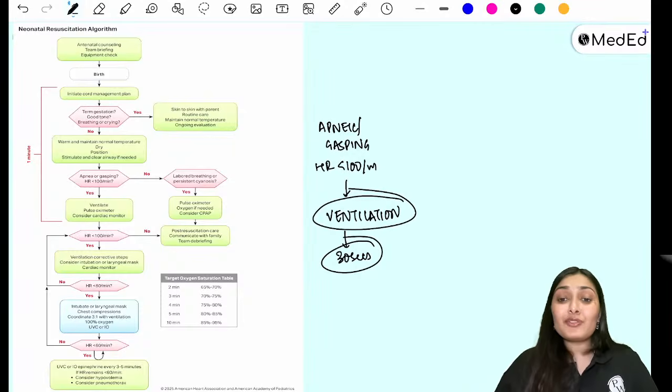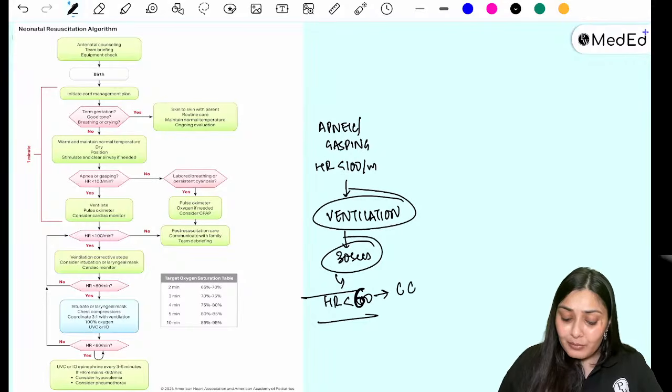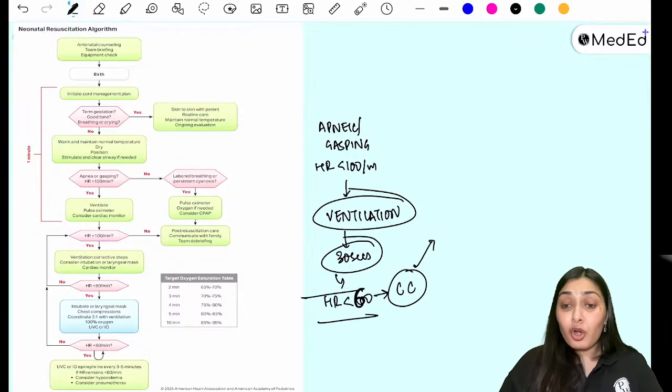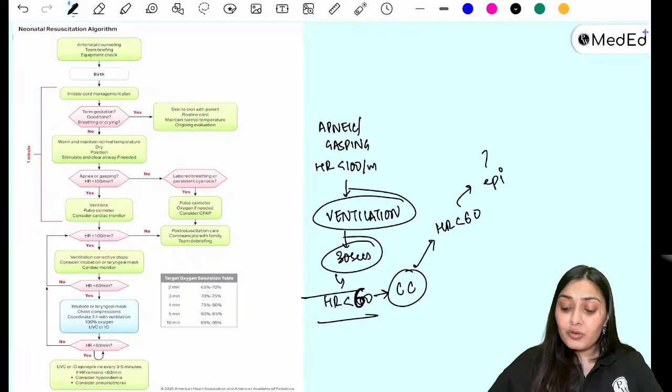And after 30 seconds of effective ventilation, you check the heart rate again. If the heart rate is still less than 60, you start with chest compressions. After 1 minute of this chest compressions and coordinated breaths, if the heart rate is still less than 60, you give epinephrine. And if even after 3 to 5 doses of this epinephrine, the child is not responding, rule out 2 options: pneumothorax and blood loss, that is shock.